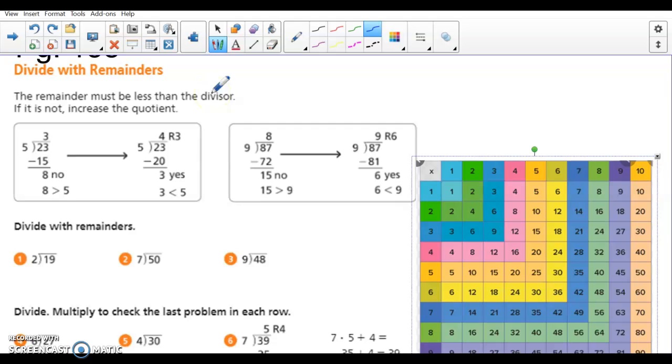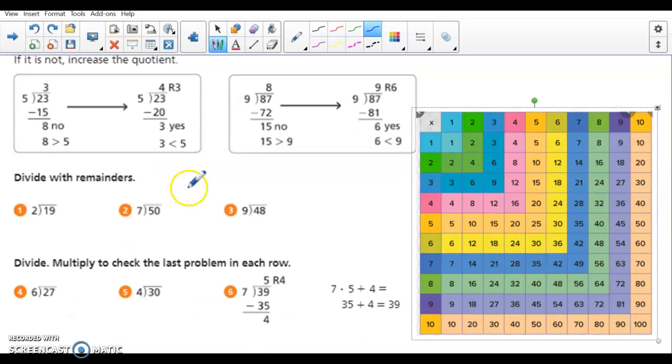We want to try not to go over. Remember in our warm-ups, our quick practice, we had a lot of problems like this, and we want to make sure that we stay under. So let's look at how we can do these, and then we'll get into checking them with multiplication.